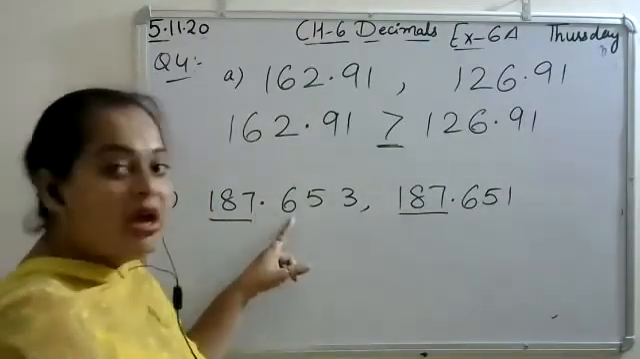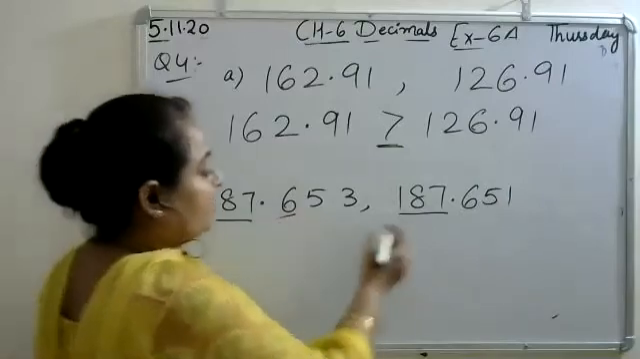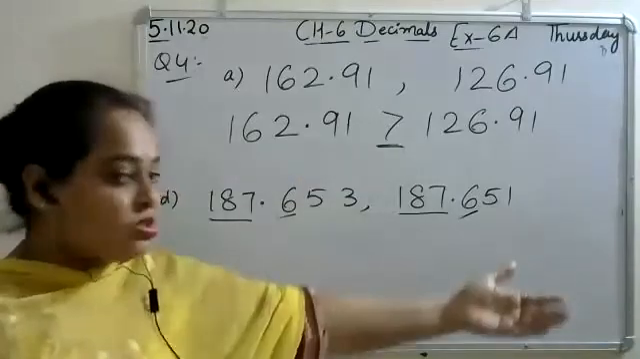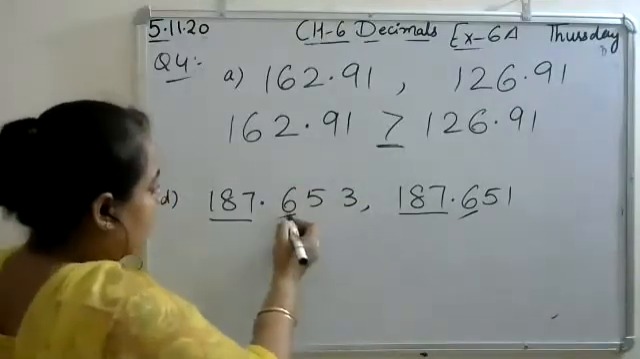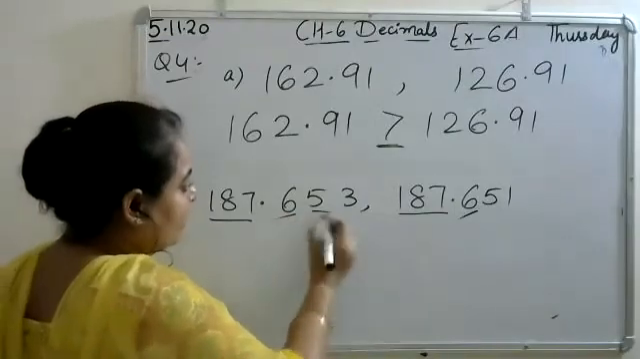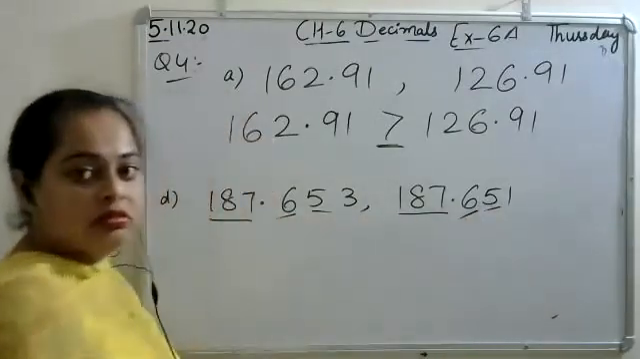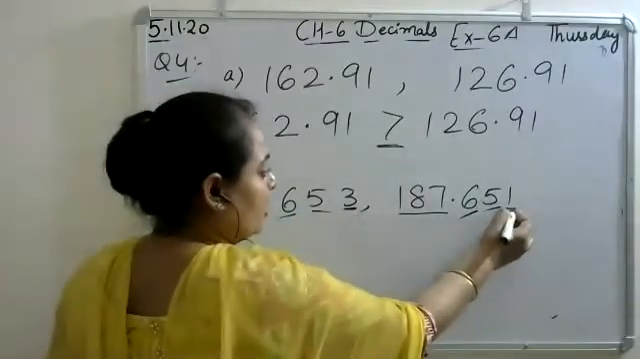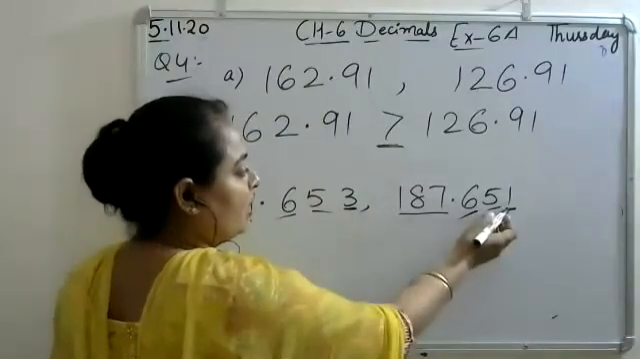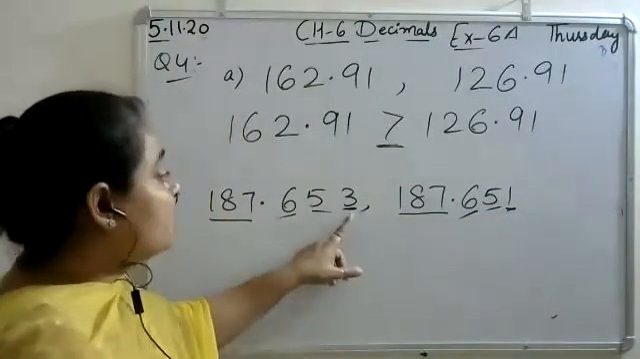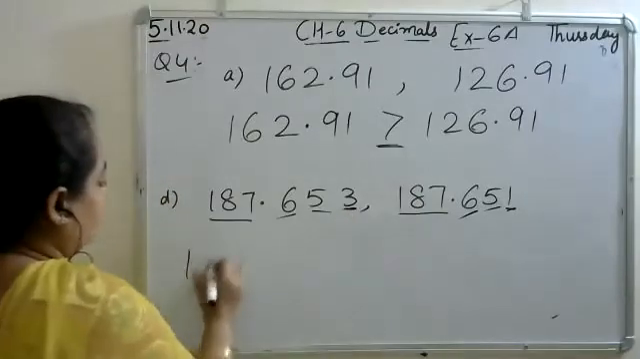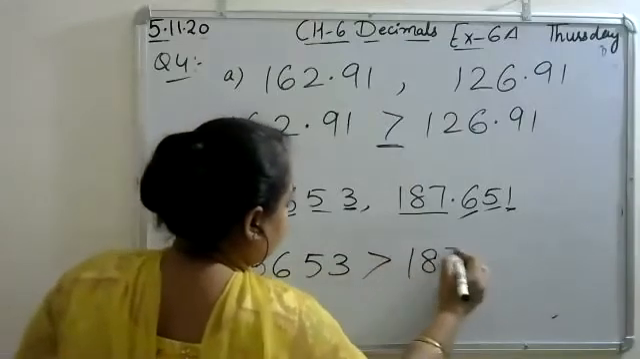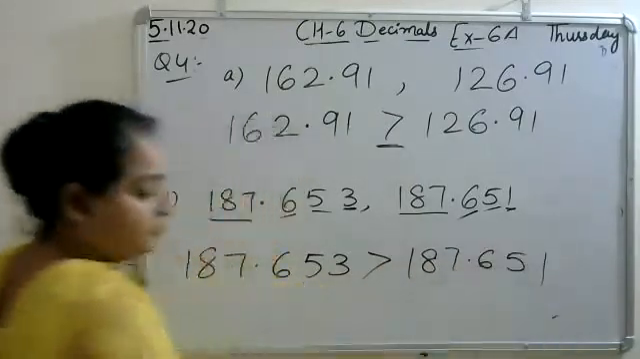After the decimal you have 6. Here after the decimal again we have 6. Now move to the next. After the decimal second place 5, again 5. Now move to the next. 3, 1. Out of 3 and 1, which is bigger? 3 is bigger. So 187 decimal 653 is bigger than 187 decimal 651.